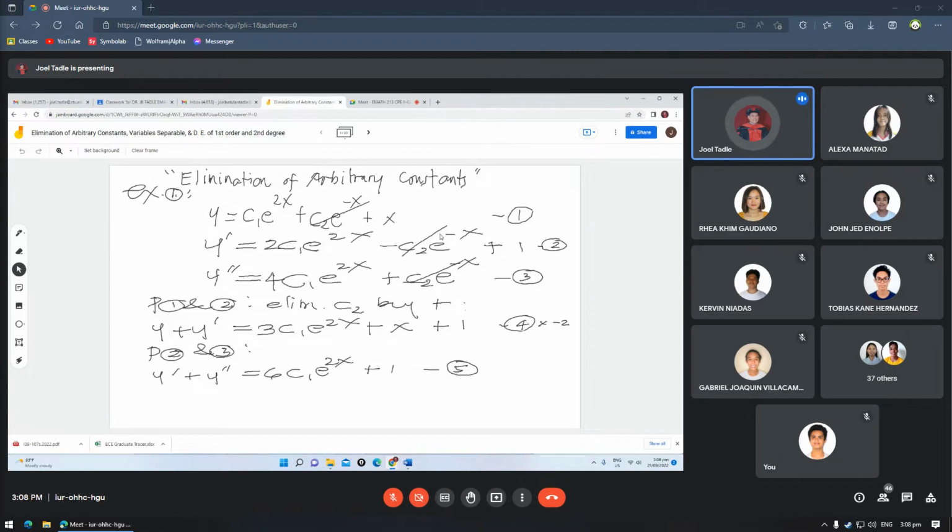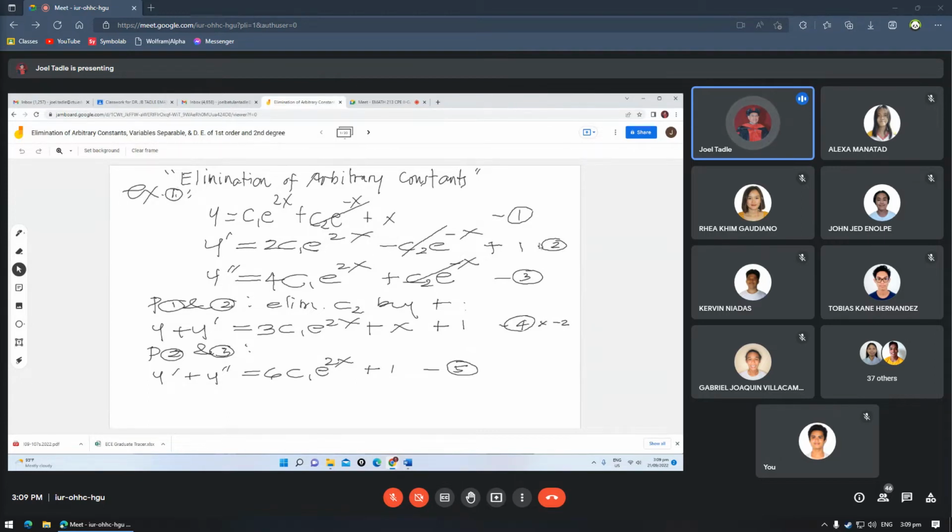Do you remember the formula for the exponential e to the power u? The derivative of e to the power u is e to the power u du. Then for the second term, we use the same formula, where our u here is negative x, so the derivative of negative x is negative 1. Multiply it by the constant c sub 2, so you have negative c sub 2 e to the power of negative x. Then plus the derivative of the third term, x, which is equal to 1.